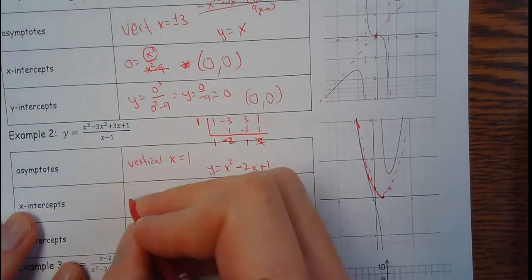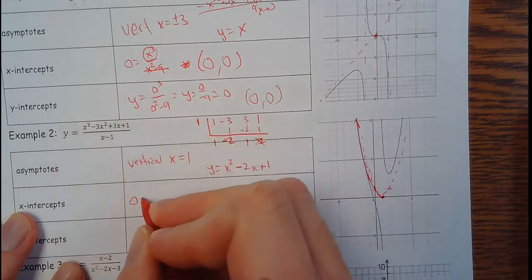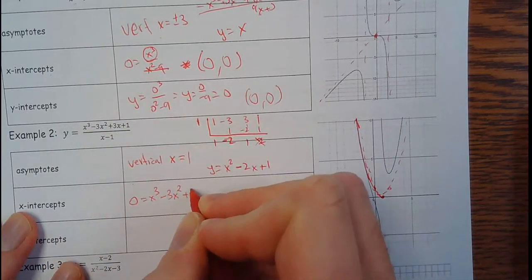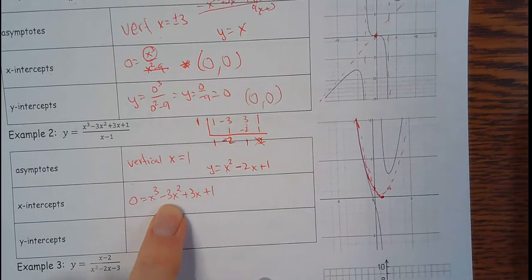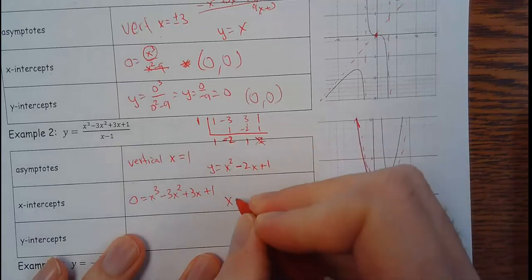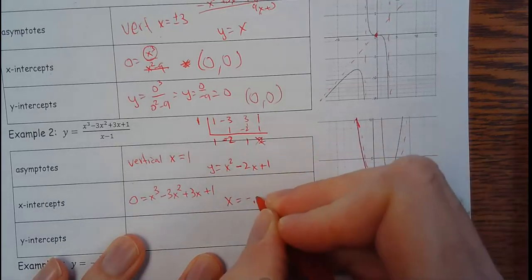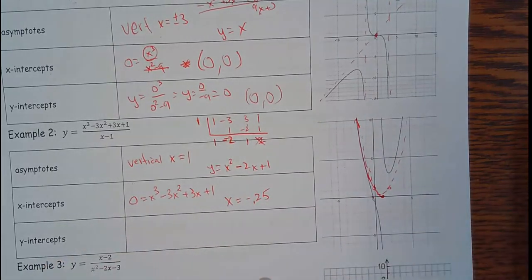X-intercepts, plug 0 in for y. The only way to make the whole function equal 0 is if the top equals 0. I just use my calculator to find this one. Okay, so you could graph just this and look for the zeros, and it's at about negative 0.25, and that's this guy right here, negative 0.25.